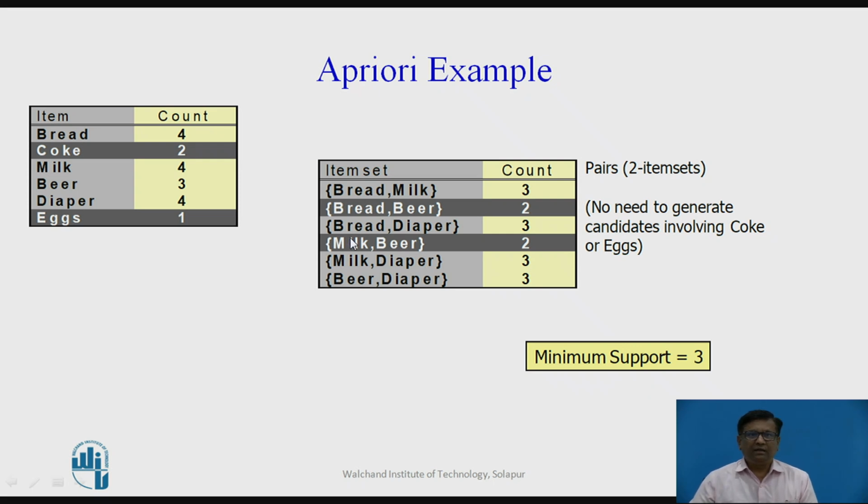So here we have item sets, and bread is available 4 times, coke is available 2 times, milk is available 4 times. This is with 1 item set, this is with 2 item sets, and here we have for example milk and bread 3 times, milk and beer 2 times. So here the minimum support is equal to 3.